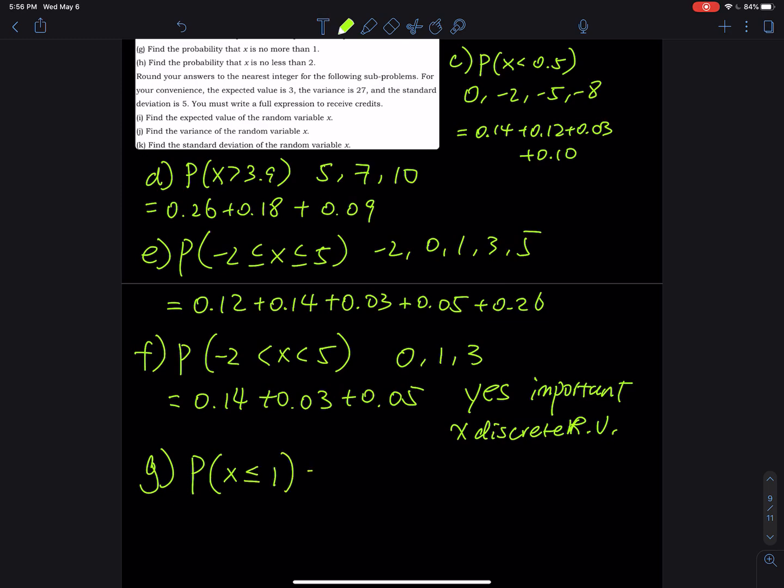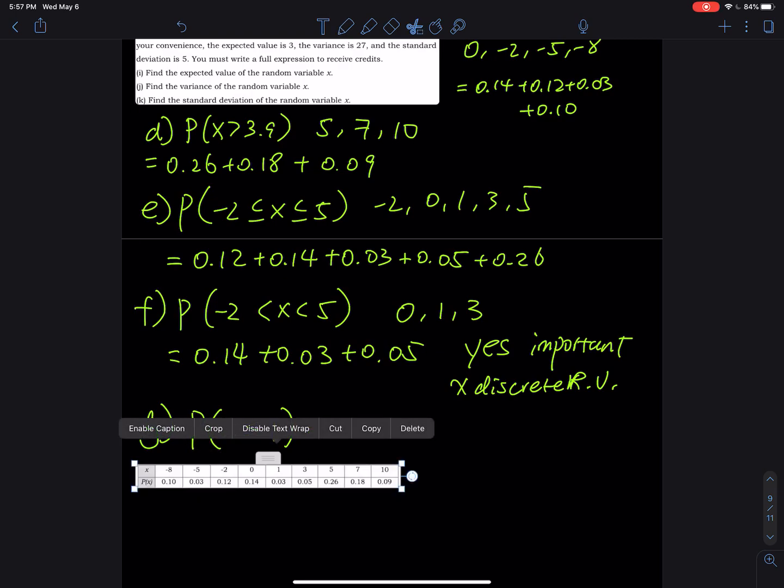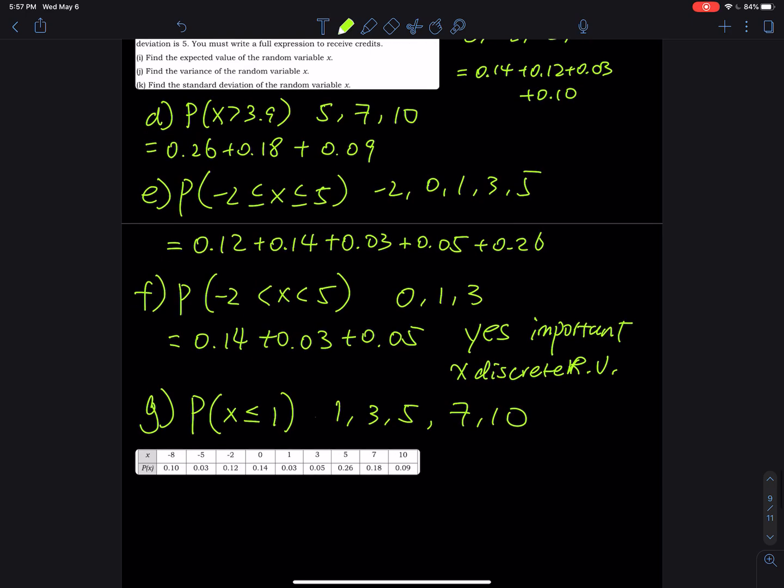So we can't see the table anymore. So I'm going to paste the table over here quickly, so I can use my table. So greater than or equal to 1, let's take away the equal. Greater than or equal to 1, so we have 1, 3, 5, 7, and 10. Then there are 5 probabilities to add. So 0.03, 0.05, 0.26, 0.18, and 0.09. So that is greater than or equal to 1.